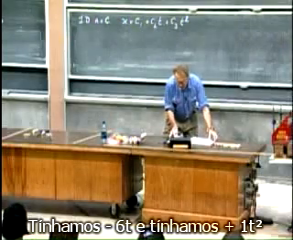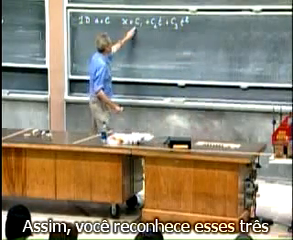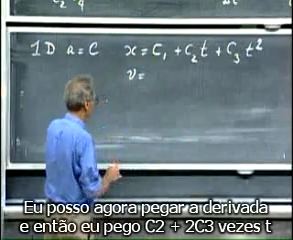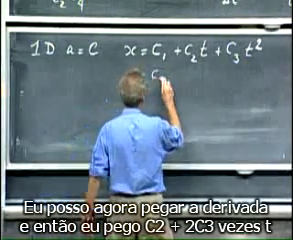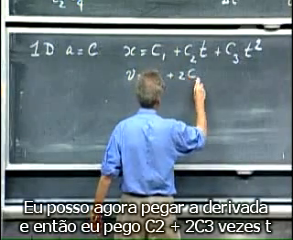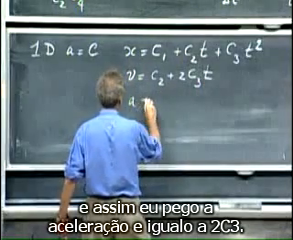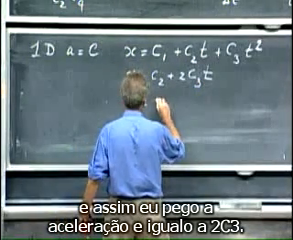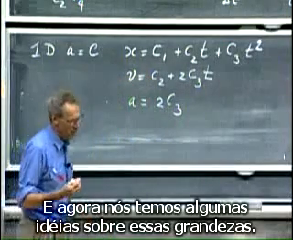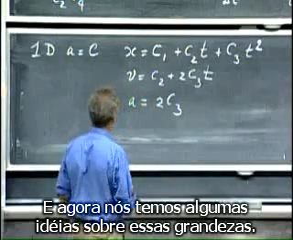We had minus 6t, and we had plus 1t squared. So you recognize these three. I can now take the derivative, and so I get c2 plus 2c3 times t, and then I get the acceleration equals 2c3.